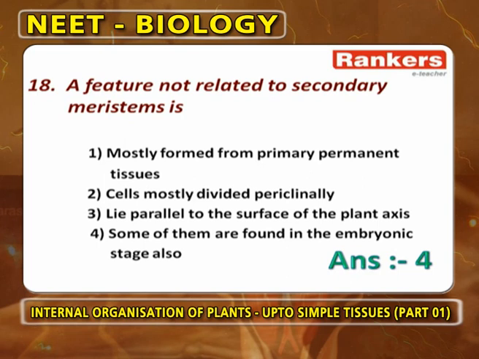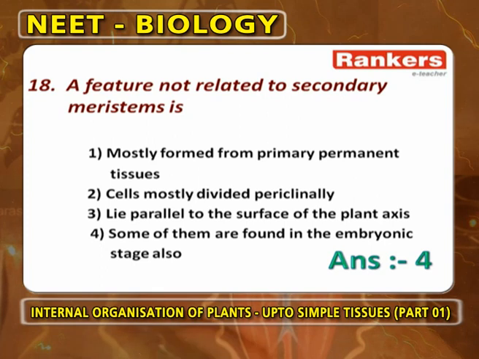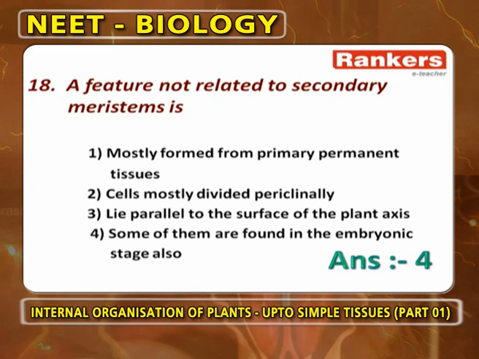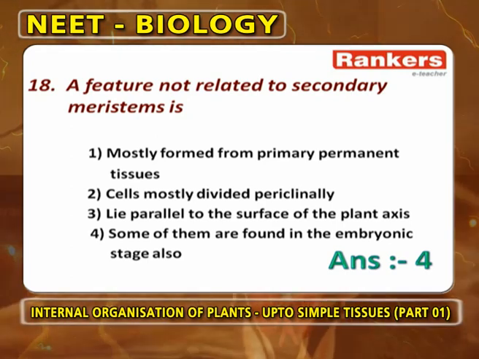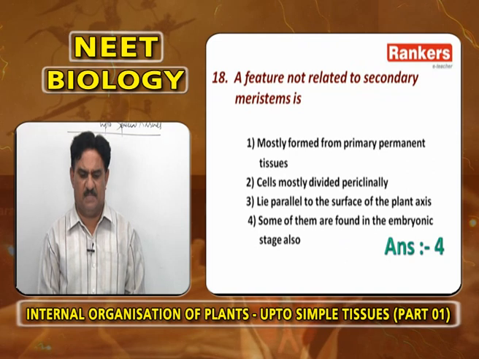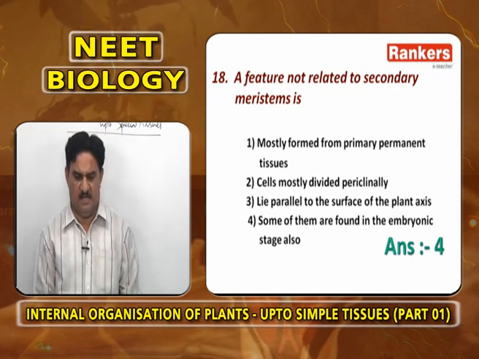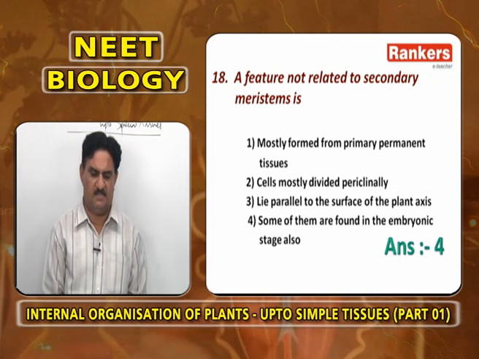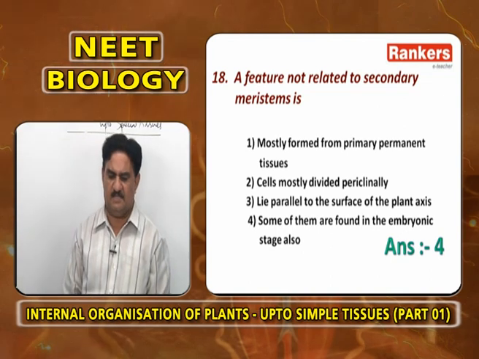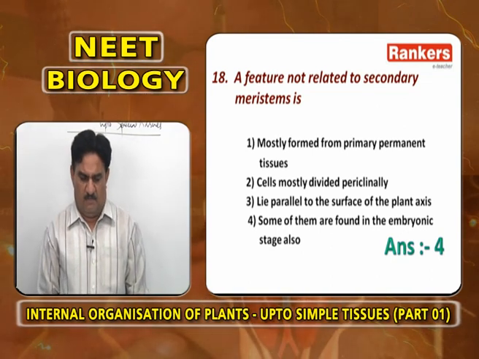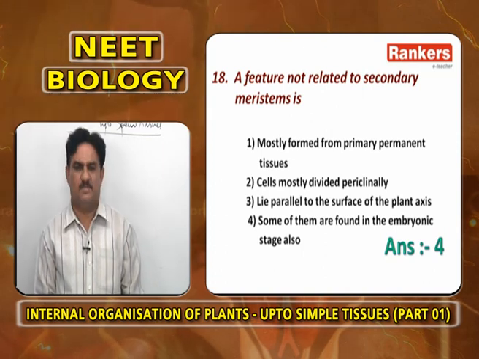A feature not related to secondary meristem, that is, not found in secondary meristem. Mostly formed from primary permanent tissues is correct. Cells mostly divide periclinally all along the periphery is correct. Lie parallel to the surface of the plant axis is correct, because all secondary lateral meristems lie parallel to the surface and close to the axis. And some of them are found in embryonic stages. Secondary meristem cannot be found in the embryonic stage. So, the answer is: some of them found in the embryonic stage also.